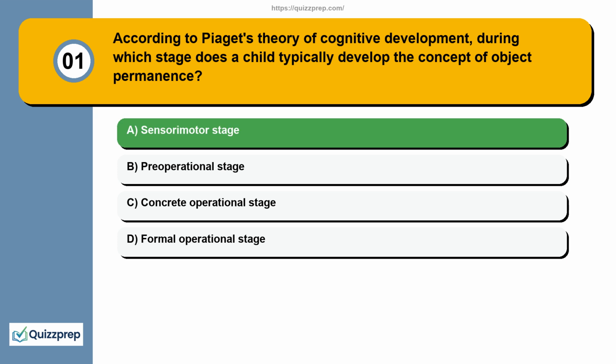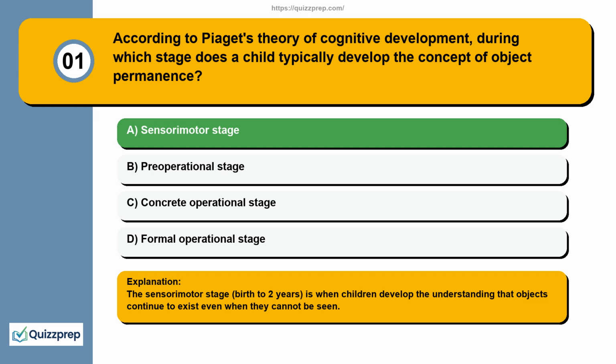The correct answer is option A. Sensorimotor stage. Explanation. The sensorimotor stage, birth to 2 years, is when children develop the understanding that objects continue to exist even when they cannot be seen.